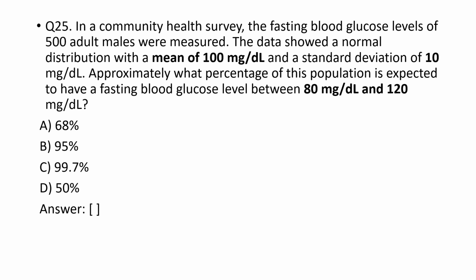So they have given the mean, they have given the standard deviation. So whether this 80 milligrams per deciliter and 120 milligrams per deciliter is within one standard deviation or two standard deviation or three standard deviation, you should calculate. So if it is within one standard deviation, then the answer will be 68%, and if it is within two standard deviation, it will be 95%, and if it is within three standard deviation, then it will be 99.7%. So calculate and answer this question, and I'll keep the key for this answer in the text comments. I'll pin and keep. So try to calculate.